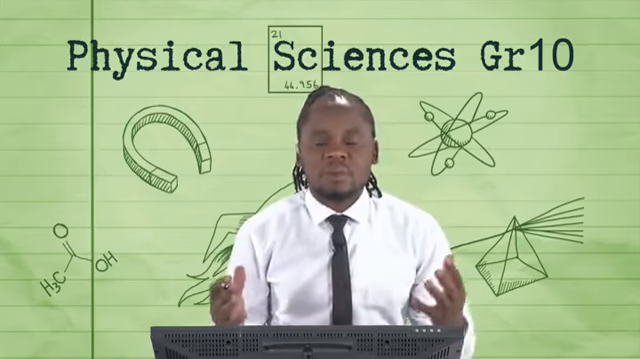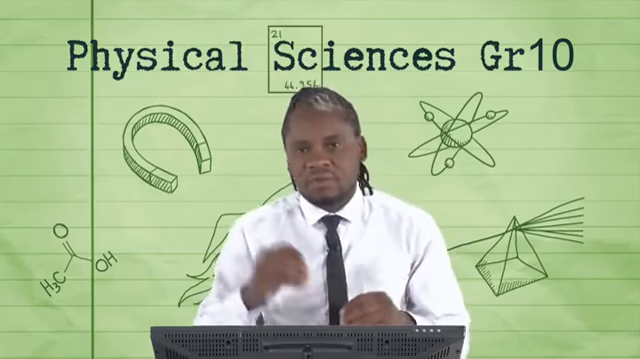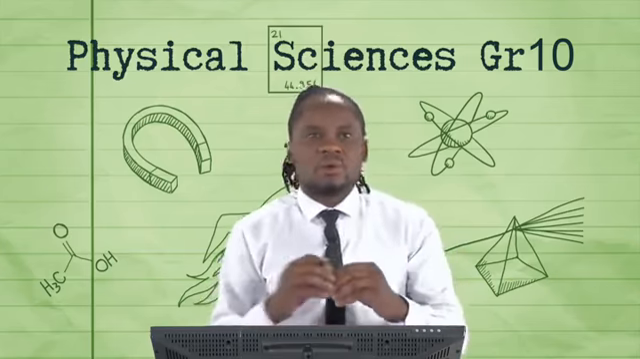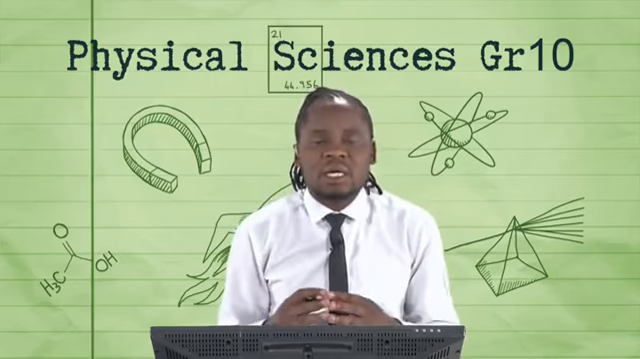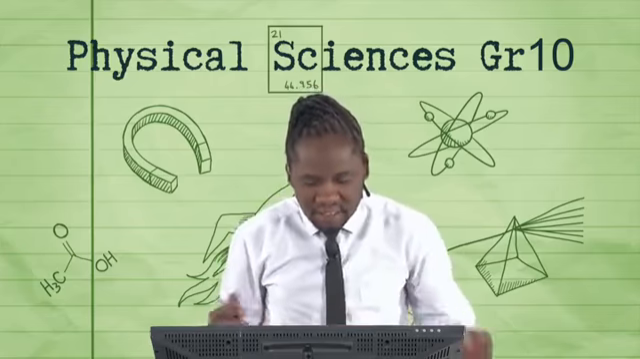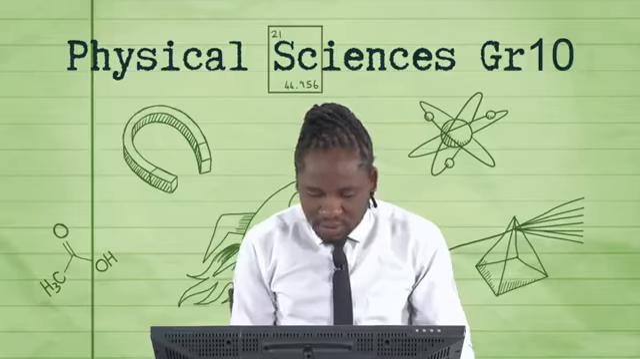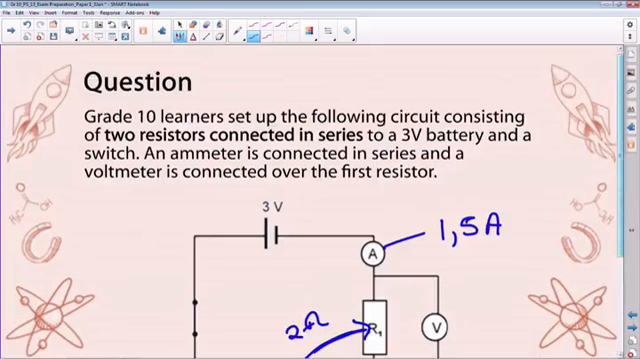In this case, we're talking about a series circuit. We know what happens to current. Whatever current goes through R1 would also go through R2. Hence we say in any series circuit, current remains constant, yet voltage will be divided, right? So in other words, we would say that resistors in series are potential dividers. What do we mean by potential dividers? If we can go back to that circuit, okay, right?